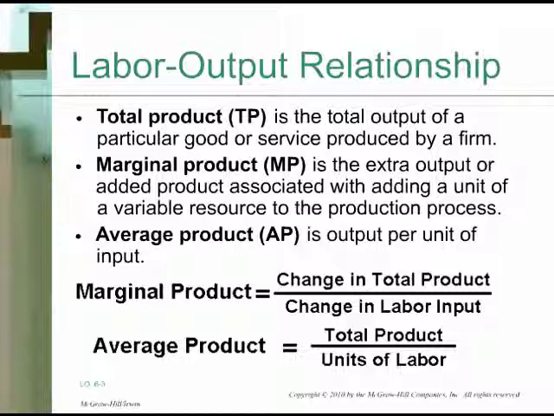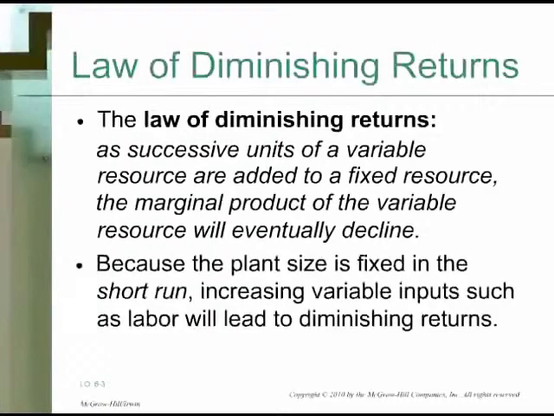Marginal product of labor is equal to the ratio of the change in total product to the change in labor input. Average product of labor is equal to the ratio of total product to the total number of labor units. The law of diminishing returns states that as successive units of a variable resource are added to a fixed resource, the marginal product of the variable resource will eventually decline.